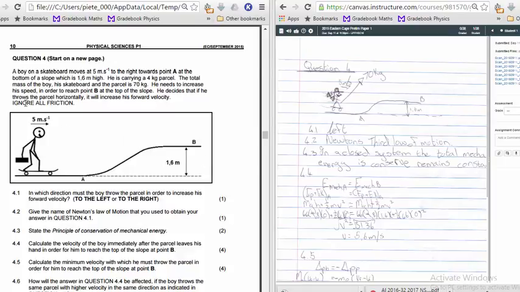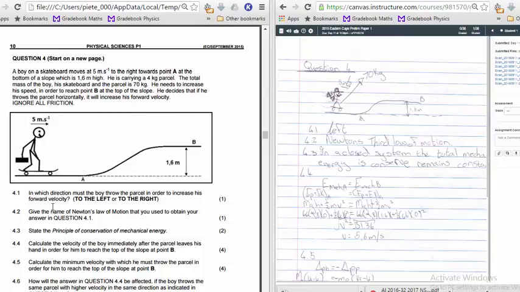Okay, so in question 4, we have a boy on a skateboard who moves at 5 meters per second to the right towards point A, at the bottom of the slope, which is 1.6 meters high. He is carrying a 4 kilogram parcel. The total mass of the boy on the skateboard and the parcel is 70 kilograms. He needs to increase his speed in order to reach point B at the top of the slope. He decides that if he throws the parcel horizontally, it will increase his forward velocity.